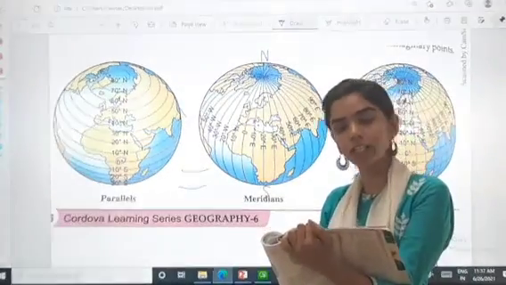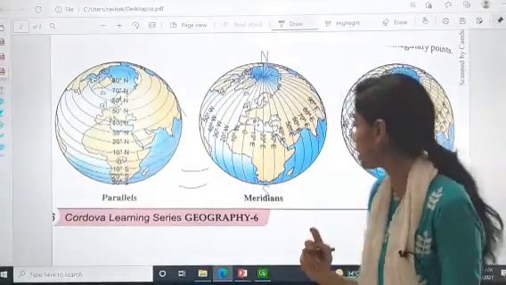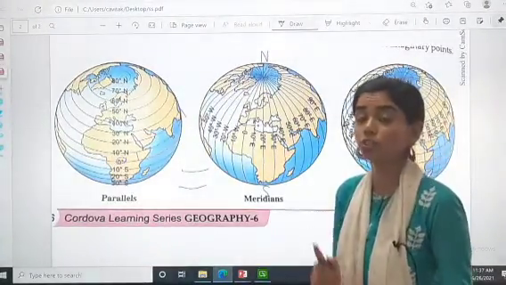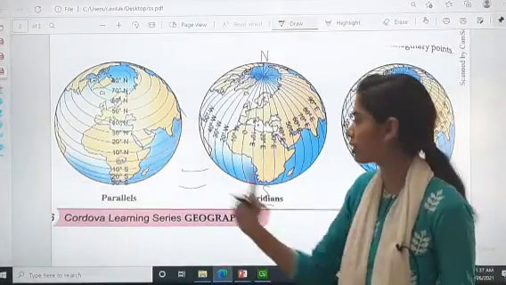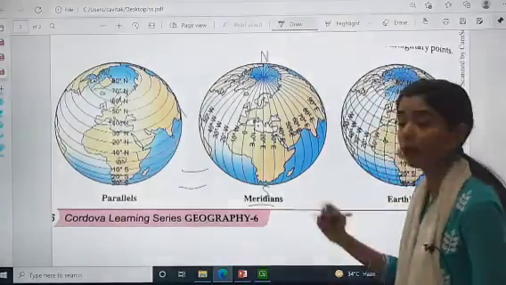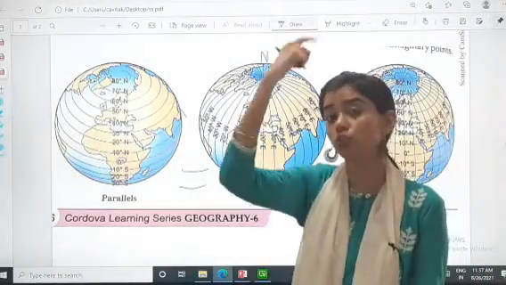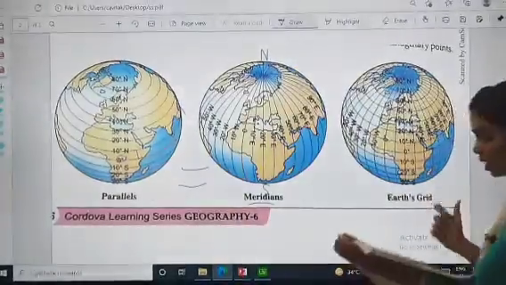Half of these circles between the north and the south poles are called meridians or longitudes. What is it called? Meridians or longitudes. Parallels were west to east, and meridians are north to south. Clear with the difference? And the third one is what?